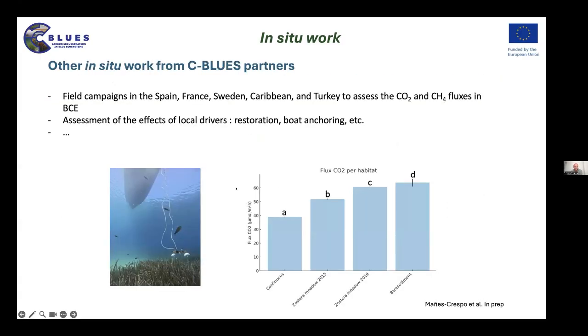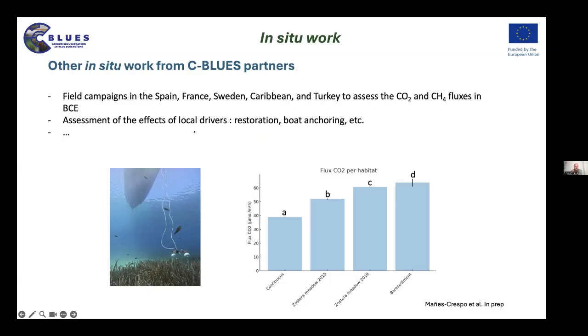So just briefly for the in situ work, the other partners from CBlues have also done a lot of work measuring CO2 and methane flux in situ in different environments. This has been done in Spain on Posidonia oceanica, in France on Cymodocea nodosa, which is another kind of seagrass, in Sweden on Zostera, in the Caribbean on mangroves, and in Turkey on salt marshes. So really a large range of environments were tested.